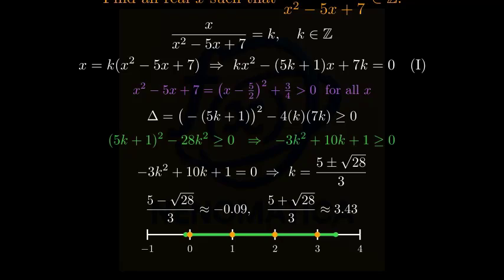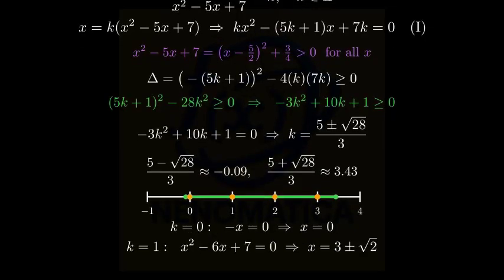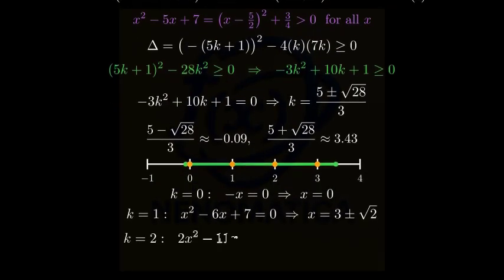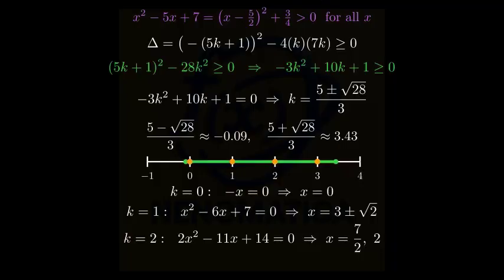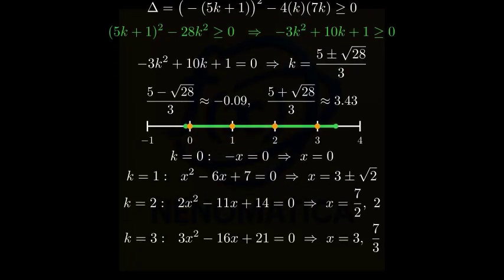Step 4. Now solve equation 1 for each allowed k. For k equals 0, we get minus x equals 0, so x equals 0. For k equals 1, x squared minus 6x plus 7 equals 0, giving x equals 3 plus or minus square root 2. For k equals 2, 2x squared minus 11x plus 14 equals 0, with roots 7 over 2 and 2. Finally, for k equals 3, 3x squared minus 16x plus 21 equals 0, so x equals 3 and 7 over 3. Step 5. Collect all solutions.